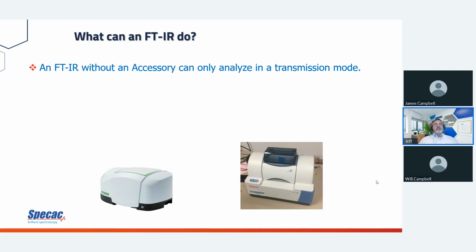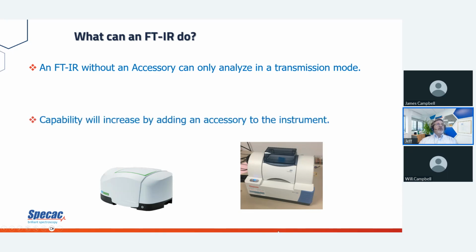But what can an FTIR do? It really can only do transmission analysis. That's what originally they did. They made everything with molds and KBr pellets, and whatever you could put in the beam, you were able to analyze quite nicely. But to get more out of your instrument, you really need to put something in there that is going to get you the data that you need.